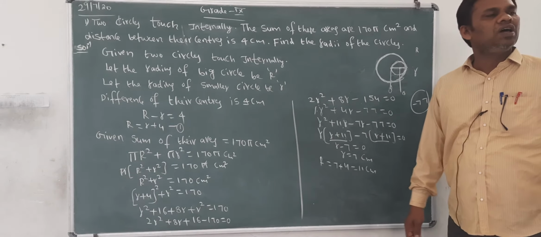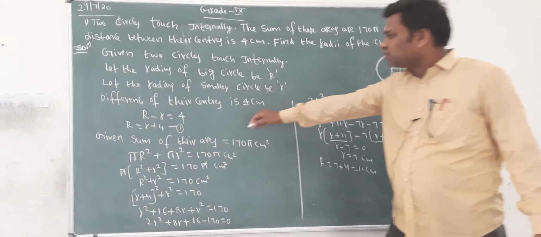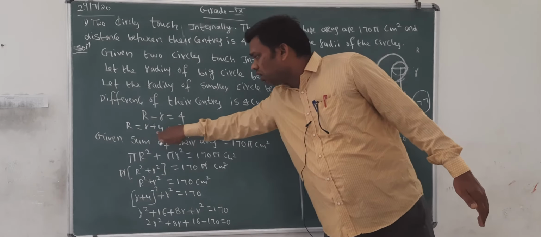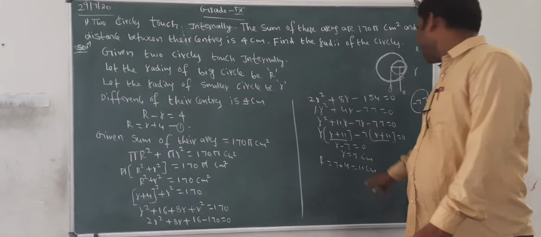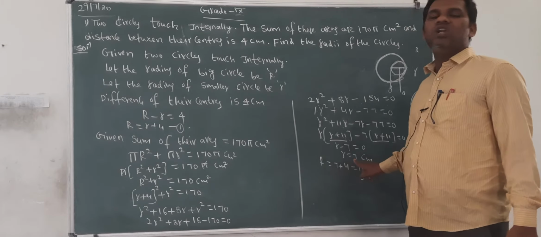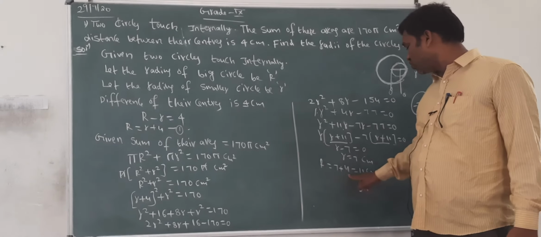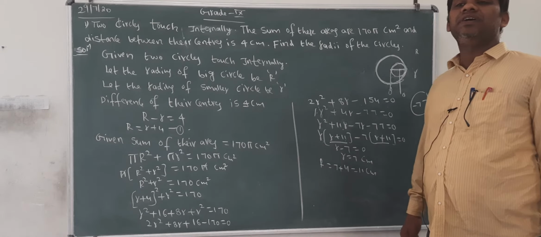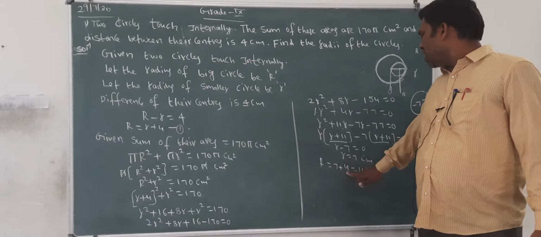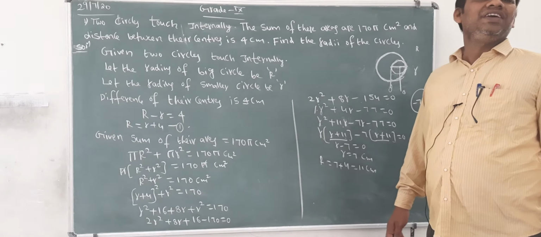And what is capital R value? Capital R value, from the first equation, is small r plus 4. Small r value is 7, 7 plus 4 is 11, so 11 centimeters. Therefore the required radii are 11 centimeters and 7 centimeters.